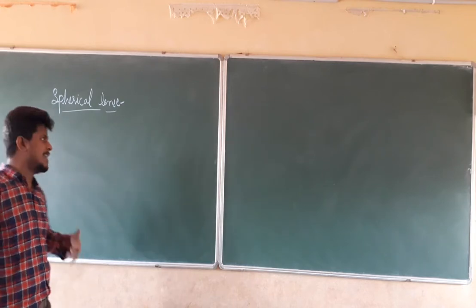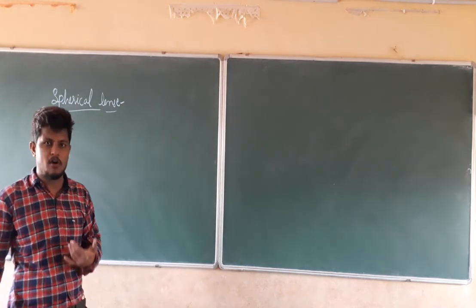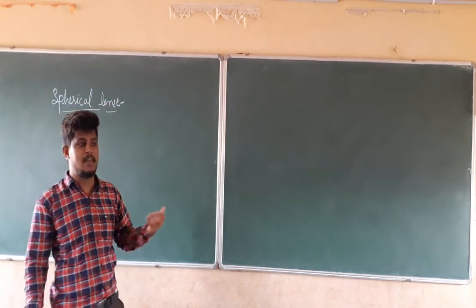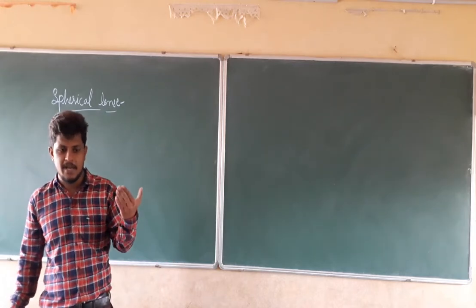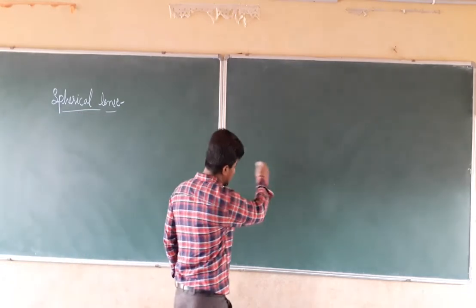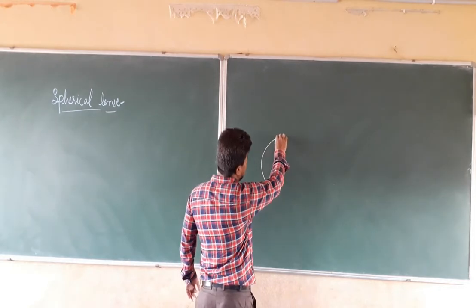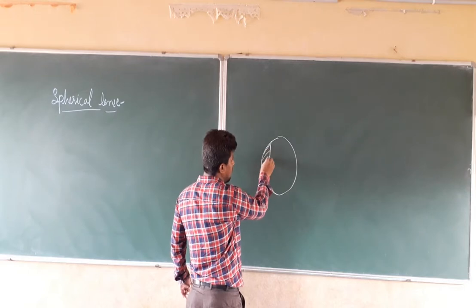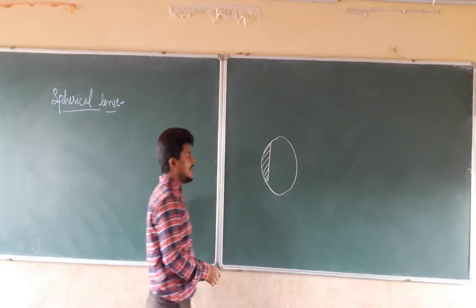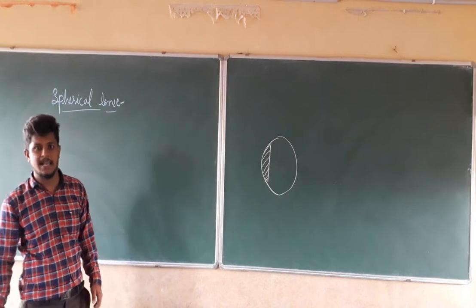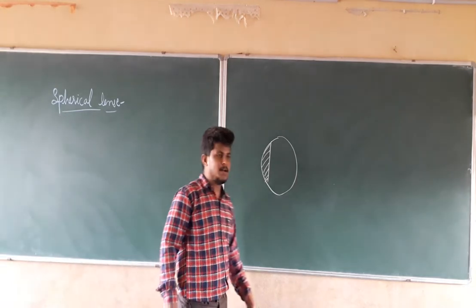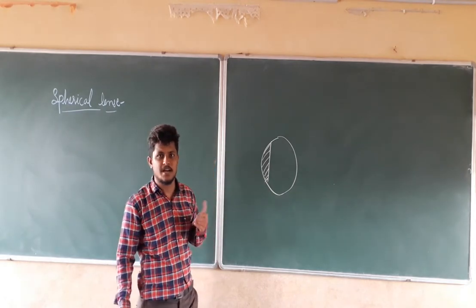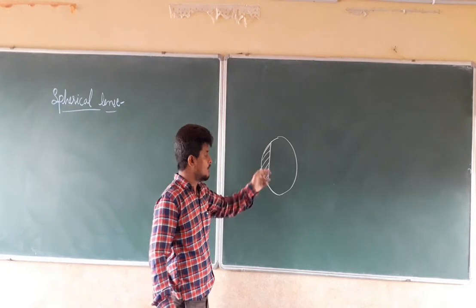In the same way, spherical lenses are lenses formed from a sphere, which have a spherical or curved form. When you take a sphere and cut it like this, it will form a spherical lens. A spherical lens should have at least one or two surfaces in spherical form, that is, curved form.